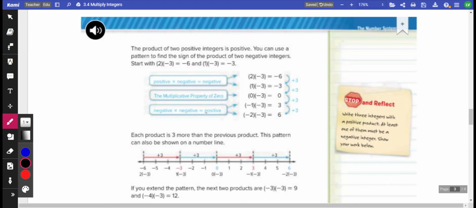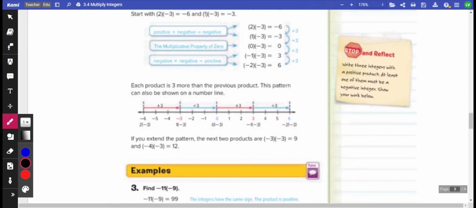Then the negative times a negative is a positive. So negative 1 times negative 3 is a positive 3. Negative 2 times negative 3 is a positive 6. So each product is 3 more than the previous product. This pattern can also be shown on a number line. So if you do 2 times negative 3, that gives you negative 6. If you add 3, it becomes negative 3. If you add 3 again, it becomes 0, 3, and then 6.